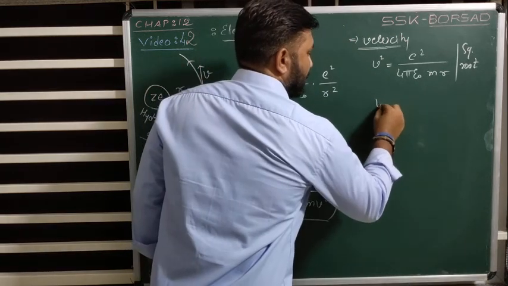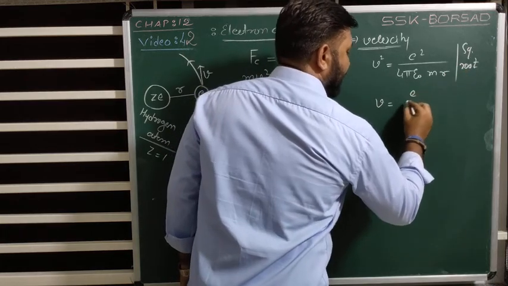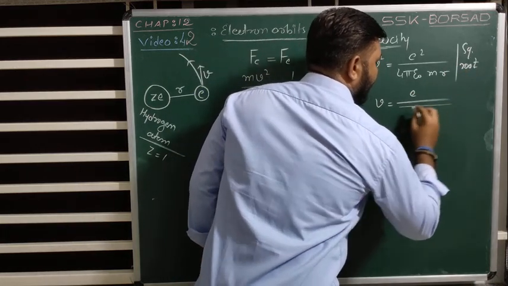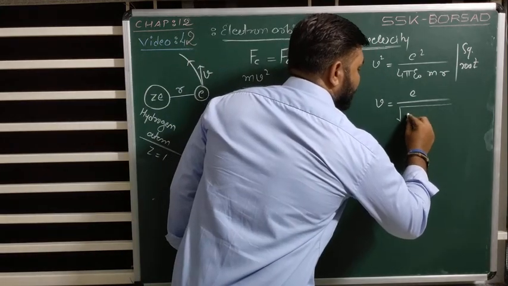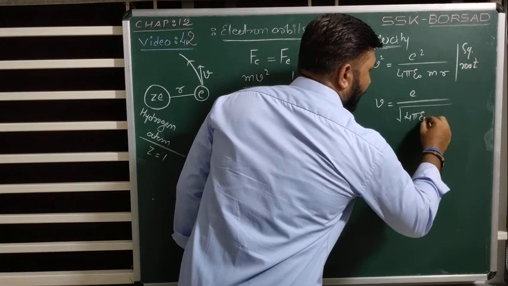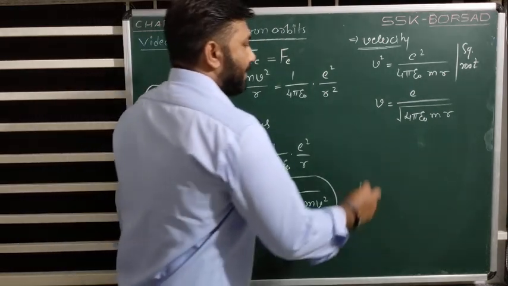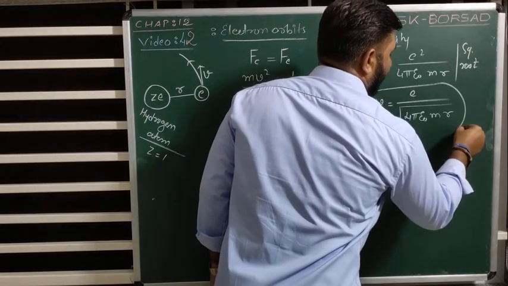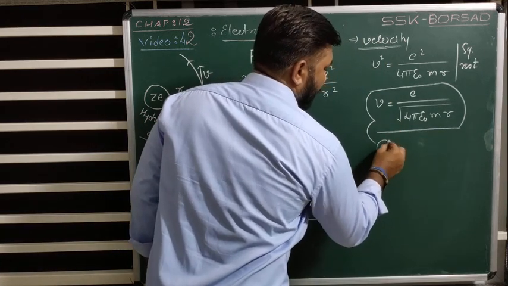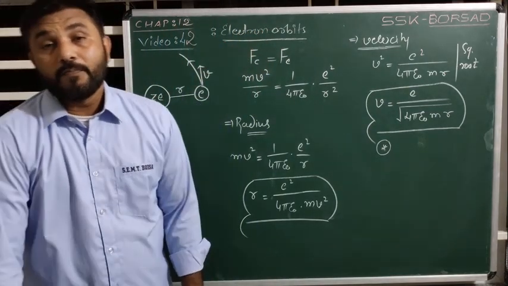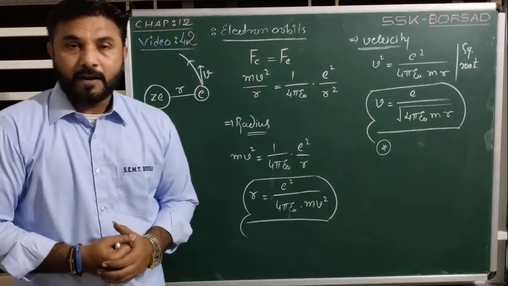When you are taking the square root, v is equal to e square, and its square root. So it is e upon, in the denominator, the entire term will come under that square root. So it is 4 pi epsilon 0 m r. Clear? So this is the equation of velocity that we will use in illustration number 12.3. Okay? So simple things are there.